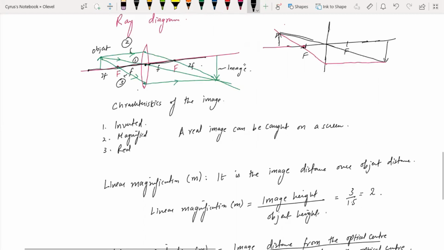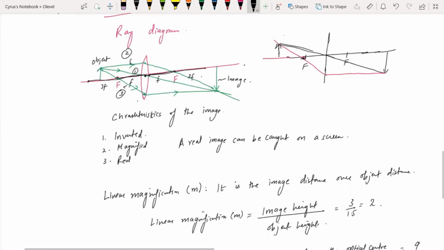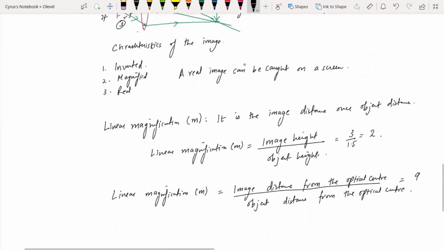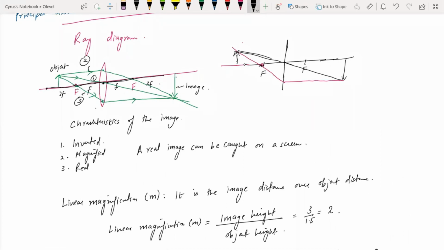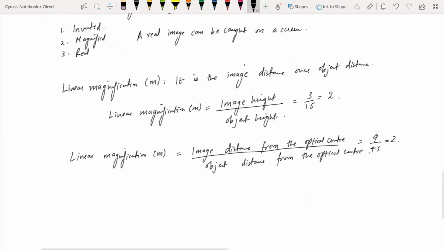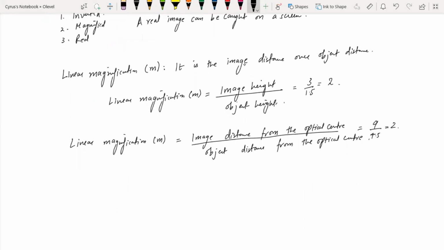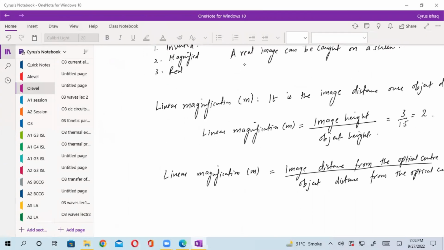So if this distance is, for example, 9, and for example, this distance is 4.5 centimeters, you get the same answer, 2. This distance is 9 here. From here till here, it's 9, for example. You measure it with the ruler, and this is what you'll do in the exam. You will measure it with the ruler. And this is 9, and this is 4.5, it will give you 2. Is that clear? Online students? Yes, sir.